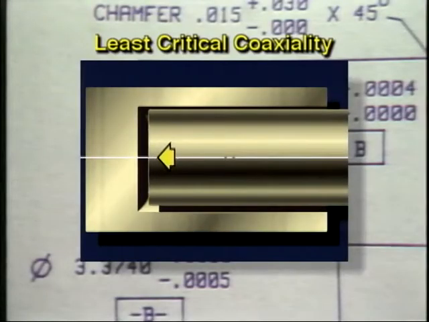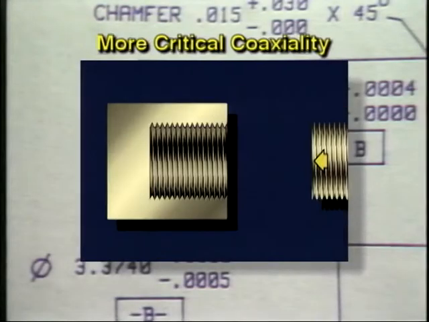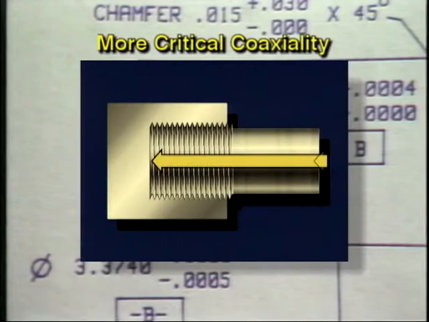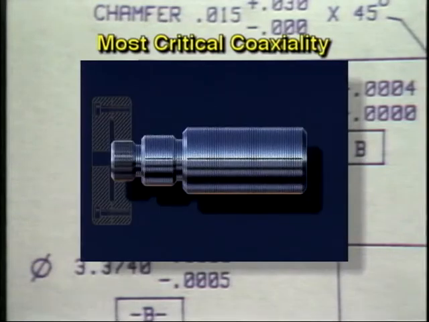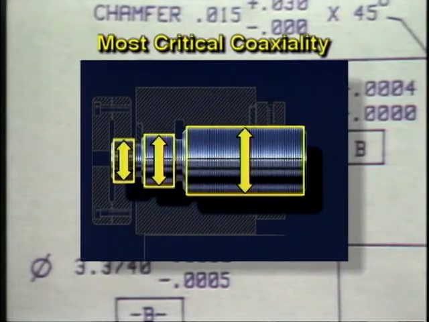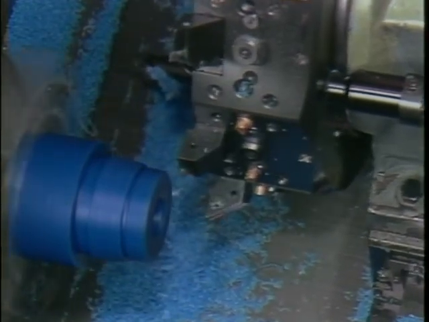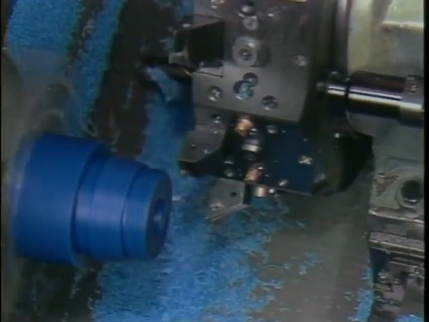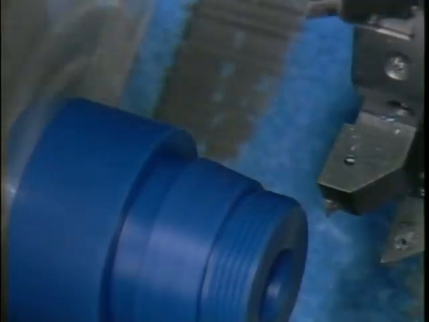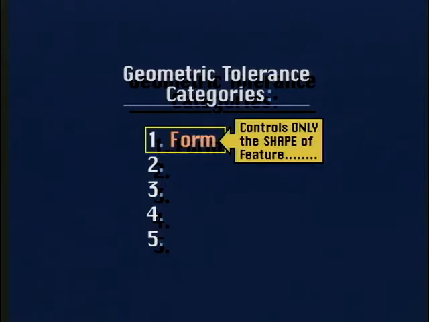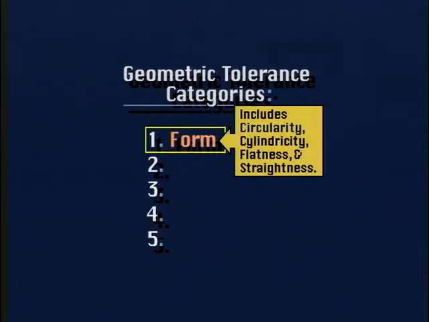Although each of these functions have different requirements for the form or shape of the workpieces, these requirements can be easily expressed with geometric tolerances. The machine operator can determine precisely what must be controlled and what tolerances can be used to produce a functional part. There are 5 categories of geometric tolerances. Form tolerances control only the shape of part features. Form tolerances include circularity, cylindricity, flatness, and straightness.